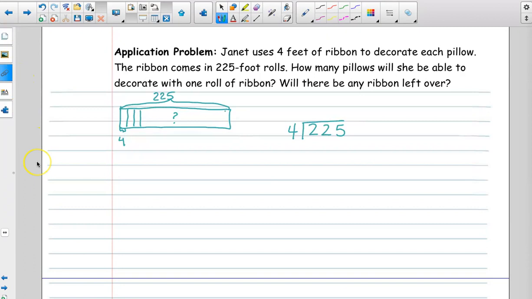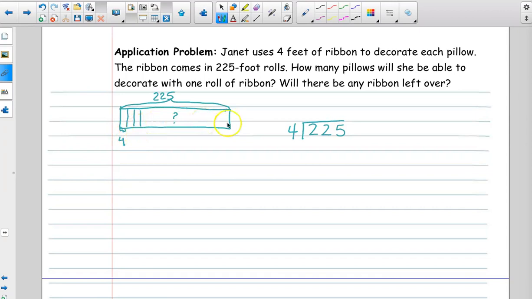Okay, so here's my tape diagram. I hope you got something similar. I drew the tape diagram here. This represents one roll of ribbon, 225 feet. And I started to draw parts. Each part will be 4 feet of ribbon. That's for one pillow, two pillow, three pillow.